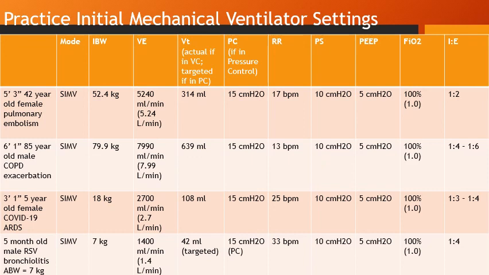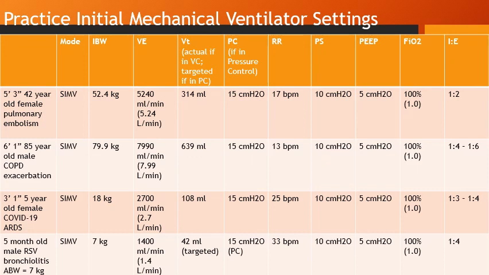All right, our third patient is 3 foot 1 inch, 5-year-old female with COVID-19 ARDS. No change in mode, still going to use SIMV, and then using our formula for our pediatric patients, a 5-year-old pediatric patient will have an ideal body weight of 18 kilograms.